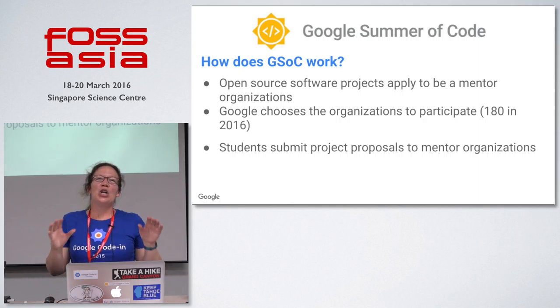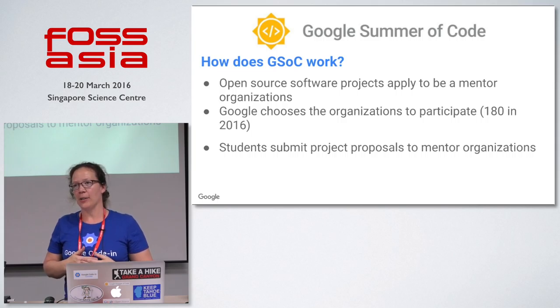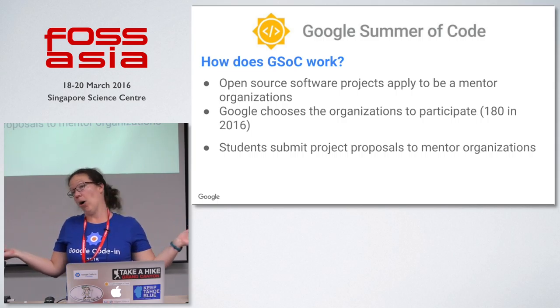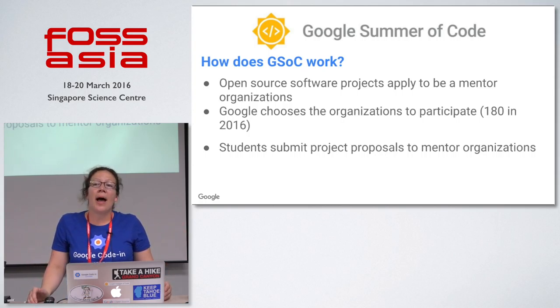This is supposed to be a learning experience. You're not expected to be an expert coder. I mean, some of the people that apply are. Okay, great, they've been doing this since they were 10. But a lot of people haven't, and that's totally normal. This, again, is a learning process for you as well.